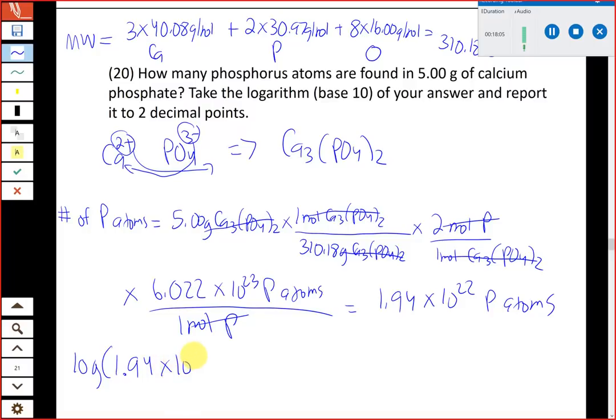So we're going to take the log of that number to report the final answer of 22.29. As I've said before in exam reviews, there's no practical reason to take the log other than to make it easier to enter the answer into Blackboard. So make sure you follow those directions closely. It's always a shame to go through all these steps and then just report the answer wrong at the end. So that's how we handled that one.